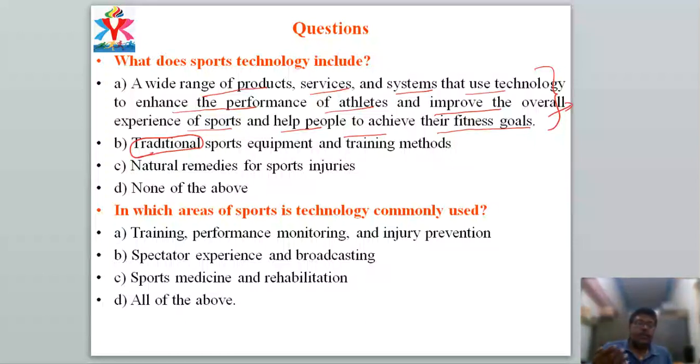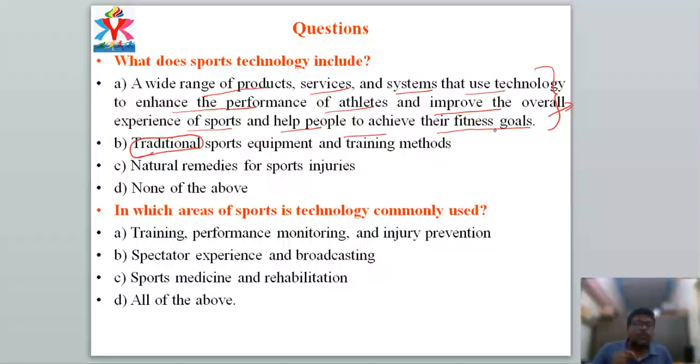But in technological issues, traditional sports equipment most probably has less importance when compared to new sports gadgets and training methods. From the sports technology point of view, according to the question, sports technology doesn't include traditional sports equipment and training methods. It includes new products, new technological gadgets, new things. Everything should be new, legalized, and in a very competitive manner, right?